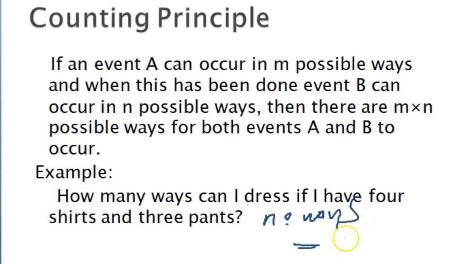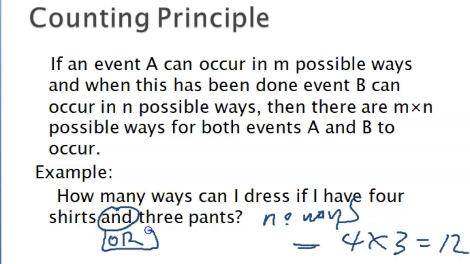4 shirts, so 4 and 3, and we multiply. So we have 12 different ways we can dress. By the way, if it were "or", we would add. And that's from probability theory. So if you think about it, let's say I have 4 shirts.